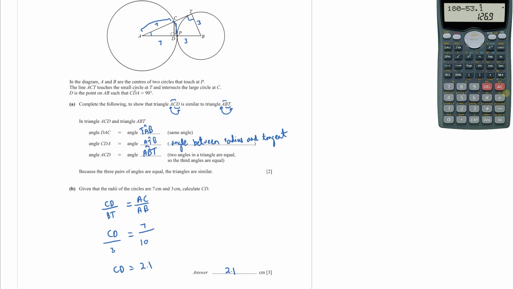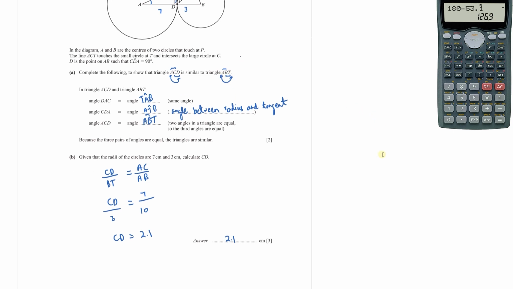So this is how you'll solve this question. If you're given triangles like this, ACD and ABT, the corresponding sides are AC and AB, then CD and BT: the first two letters, the last two letters, and the first and the last. So this is one way to find corresponding sides of two similar triangles.